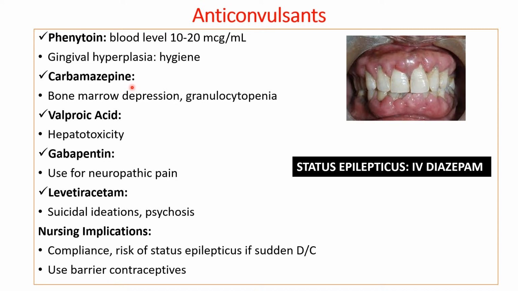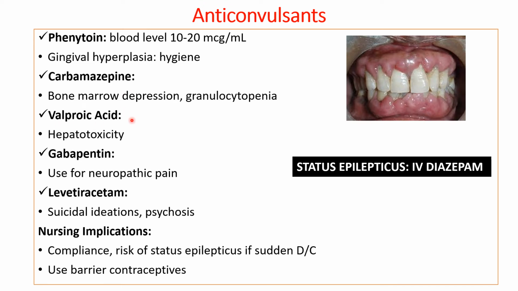Part of the normal flora is the first place that will become infected. So the earliest manifestation of a bone marrow depression and granulocytopenia is sore throat. You know what a sore throat is, and possibly fever.